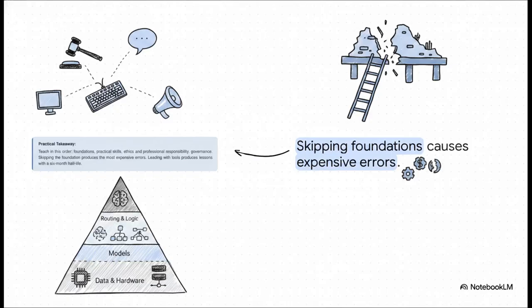Now, there's a really important warning from our legal training sources that perfectly hits the nail on the head. Skipping straight to the application layer without understanding the foundations underneath produces the most expensive errors. Whether you're a lawyer analyzing contracts, a developer building an app, or a marketer generating content, leading only with the tool means your knowledge is going to be outdated in about 6 months. But if you understand the 4-layer base, how models predict tokens, where the data is routed, and what hardware is powering it, you can easily adapt to any new tool that comes out.